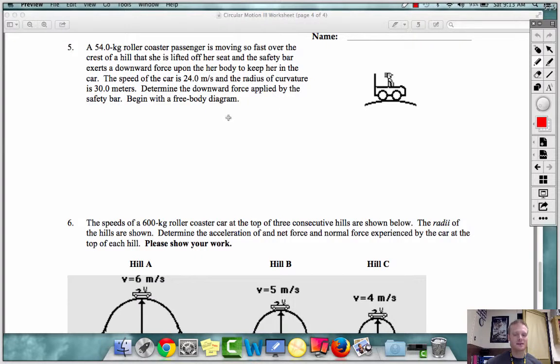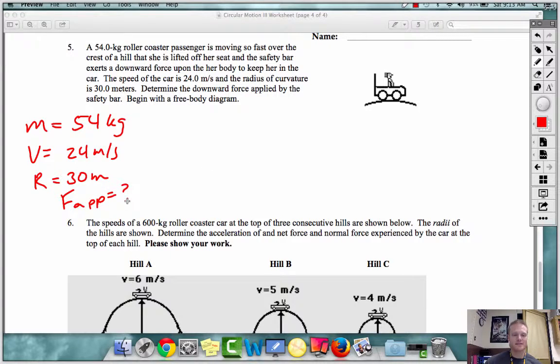Okay, I'm just going to write some things down that I know about this, and it says begin with drawing a free body diagram, and so I absolutely will do that because I think that's a good idea. But the mass is 54 kilograms, the speed or the velocity is 24 meters per second, and the radius of curvature is 30 meters. Okay, we're wondering what F applied is, because you have to imagine there's like this little safety bar here that's going to stop little Sally from flying off this roller coaster. Also, you can kind of think like this hill is kind of like a circle in a way. All right, well, that's one of my best drawn circles in a long time.